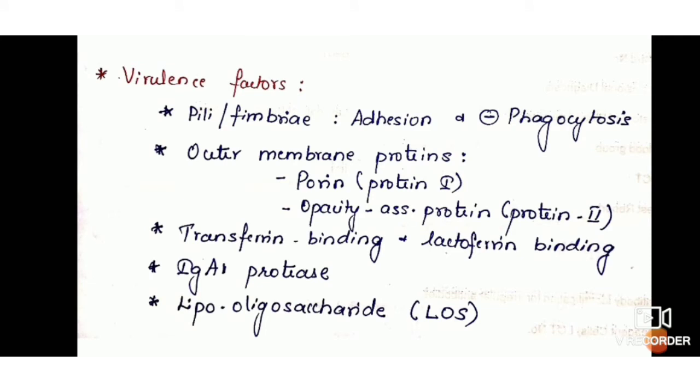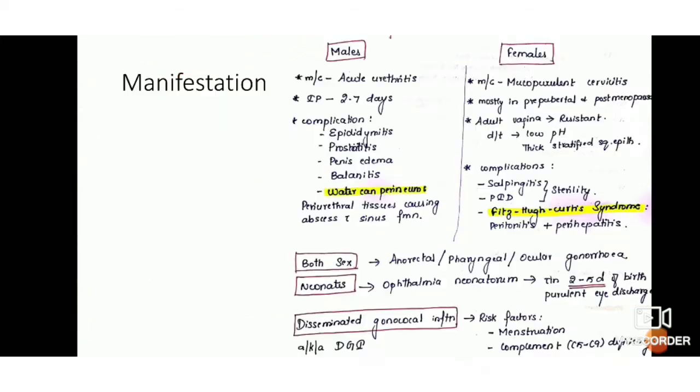The virulence factors of gonorrhoeae are pili or fimbriae for adhesion and inhibiting phagocytosis, and outer membrane proteins like porin, that is protein 1, and opacity associated protein, that is protein 2. And then we have transferrin binding and lactoferrin binding proteins, IgA1 protease, and lipo-oligosaccharide.